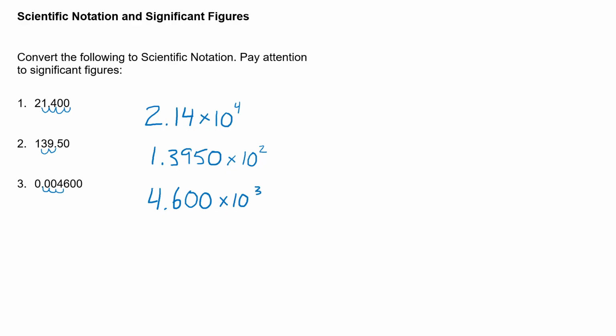And we took a very small number, less than 1, and turned it into 4.6. So this is actually a negative 3. So 10 to the negative 3. Anytime you have a negative exponent, it's a very small number. Anytime you have a positive exponent, it's a bigger number.